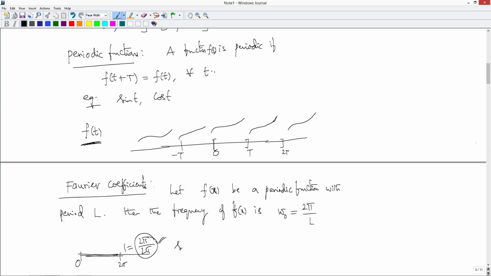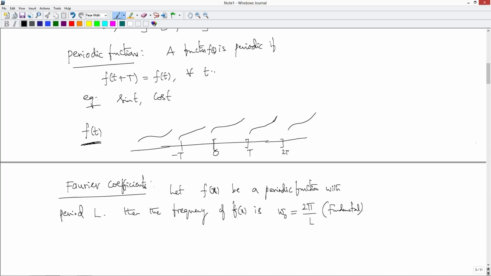So, sin 2t is also a periodic function, but whose time period is pi, since 2 pi by 2 is pi. So, you have it like this, it will go on. So, the frequency is 1 and 2 depending on what you have here. So, we define this, then the frequency is defined like this. This is the fundamental frequency.